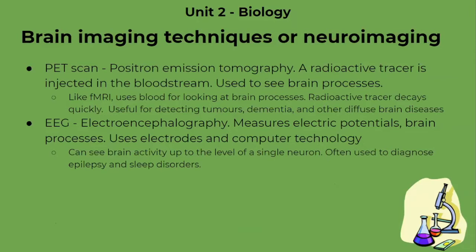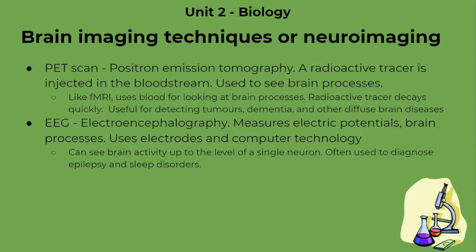Next, we have the PET scan, or positron emission tomography. In this process, a radioactive tracer is injected in the bloodstream. This is used to see brain processes. Like the fMRI, it uses blood for looking at brain processes. The radioactive tracer decays quickly, so it's safe to use. The PET scan is useful for detecting tumors, dementia, and other diffuse brain diseases.